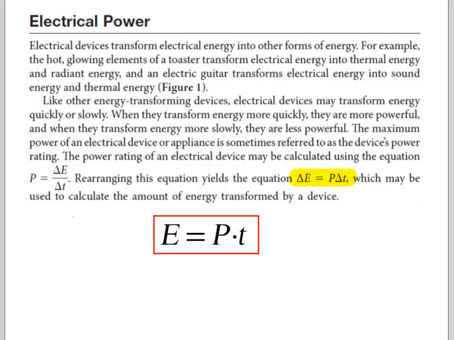Okay, so electrical power. If you take your power expression and you rearrange it to isolate the energy, so power equals E over T, if you multiply both sides by T, you get energy by itself. Okay, and this is a really important concept, especially with some of the electrical appliances around your house.